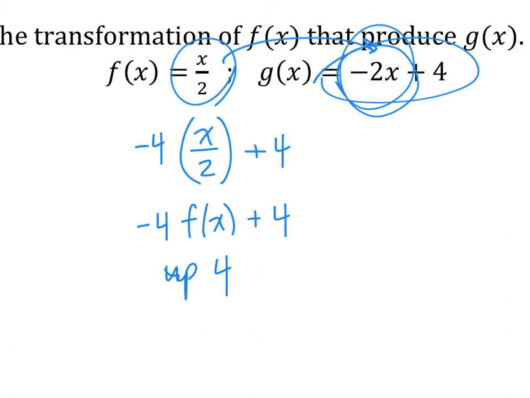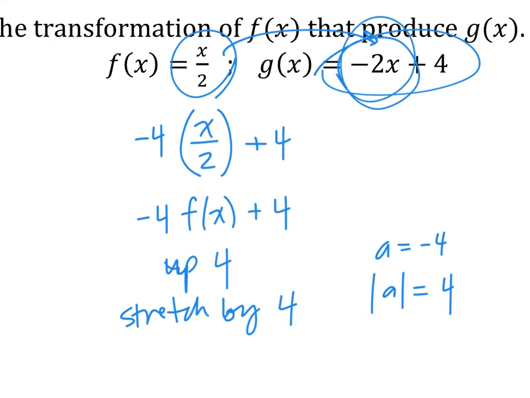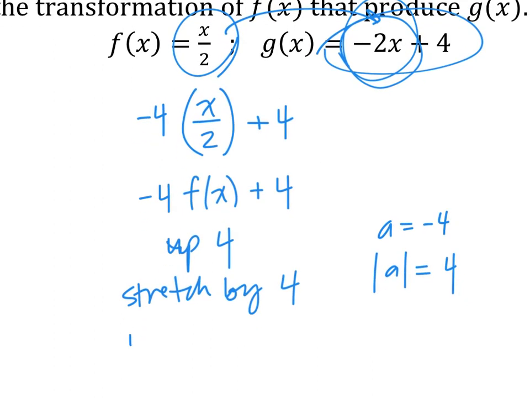Why? Because stretch and compress has to do with absolute value. Okay, yes, so stretch by 4. So remember, a in this case is negative 4, but we only care about the absolute value, so that is 4. So we would say stretch by 4, not negative 4. Then what does the negative do? Yes, reflect over the x-axis. So you want to just tell me what axis it reflects over.